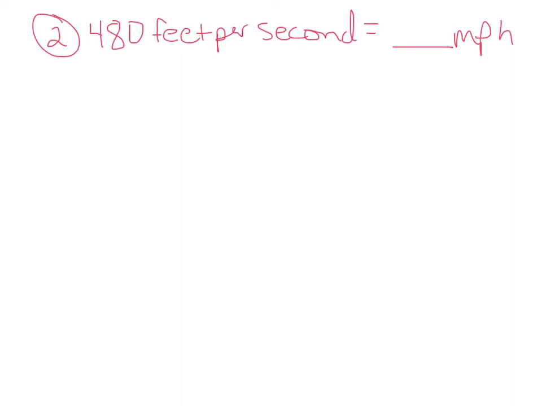This time they want us to go from 480 feet per second. They want to figure out how many mph that is, that's miles per hour. So again, if we write this to start, it's 480 feet. Now it's per second, so it's per 1 second. So we're moving 480 feet every second, and I want to know how fast that is in miles per hour.